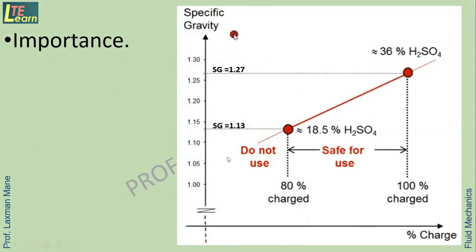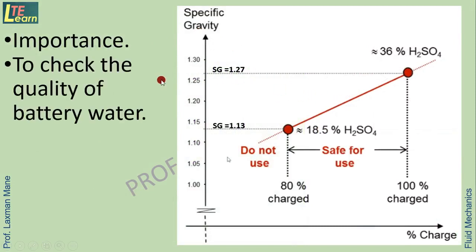The importance of specific gravity is shown here by this graph. Here, to check the quality of water, that is distilled water which is used in a battery, the specific gravity term is used. Here we see two specific gravity values. When the battery is charged at 80%, its specific gravity is about 1.13, and for a 100% charged battery, the specific gravity value is about 1.27.